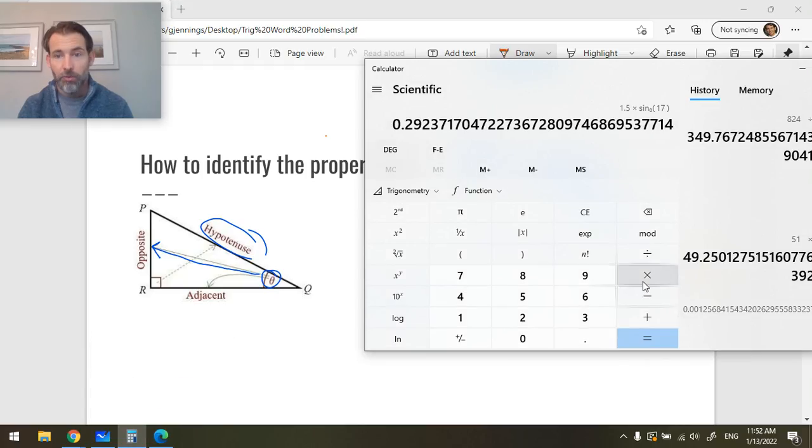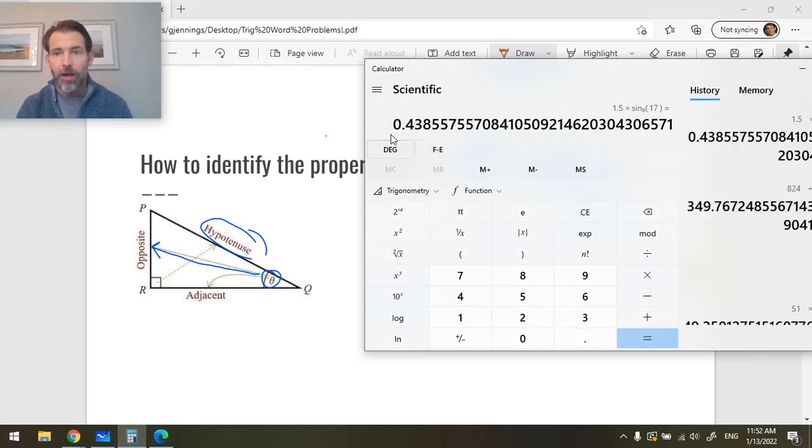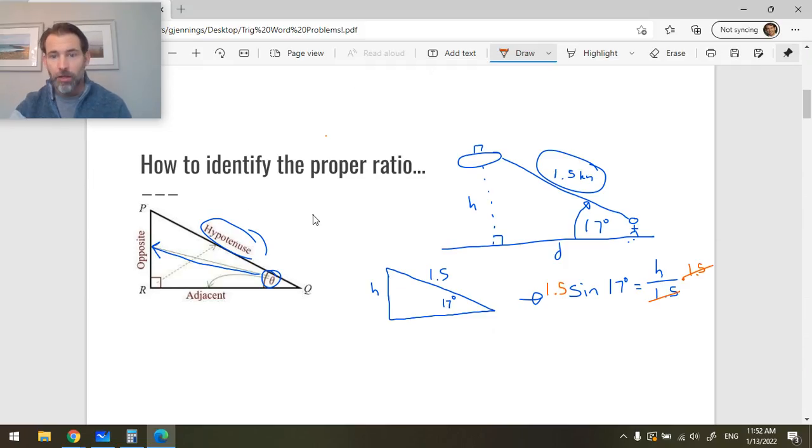And now, if I push equals again, this is how many kilometers high that balloon is. So like I said, it's about 400 meters in the air, because a kilometer is 1,000 meters. So here it is, 439 meters. Therefore, the balloon is 439 meters in the air.